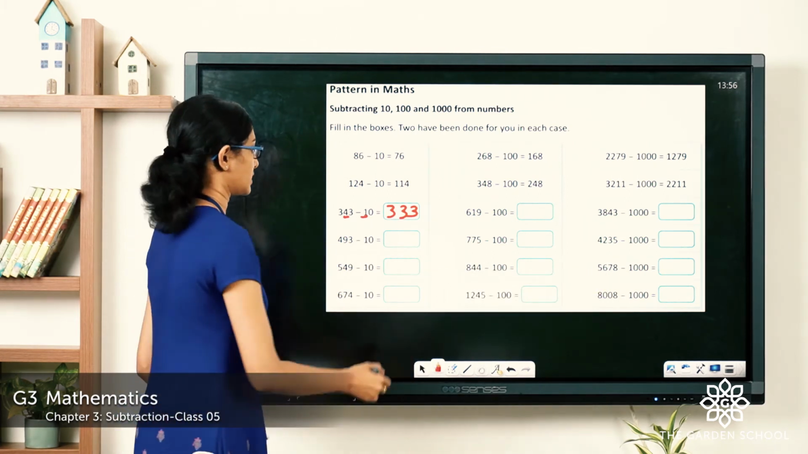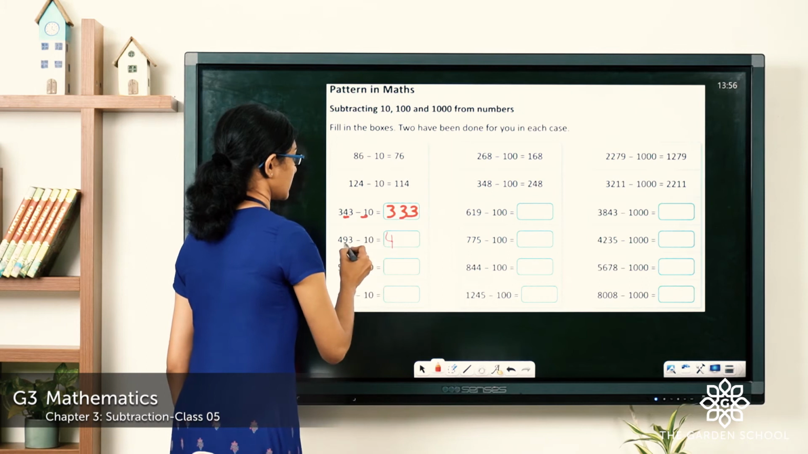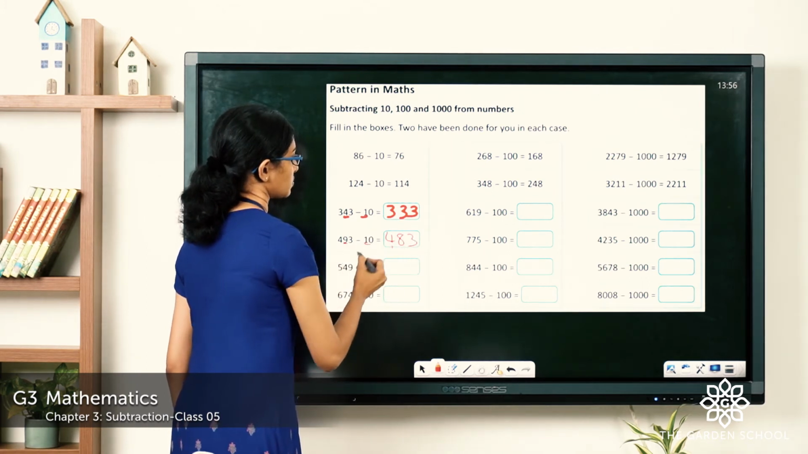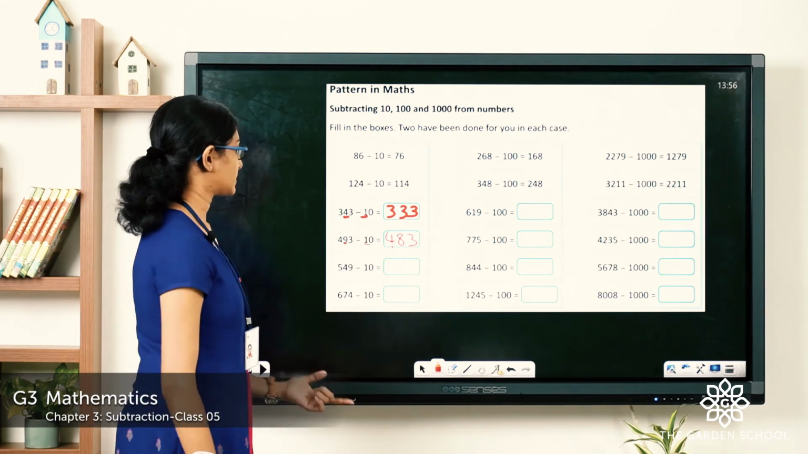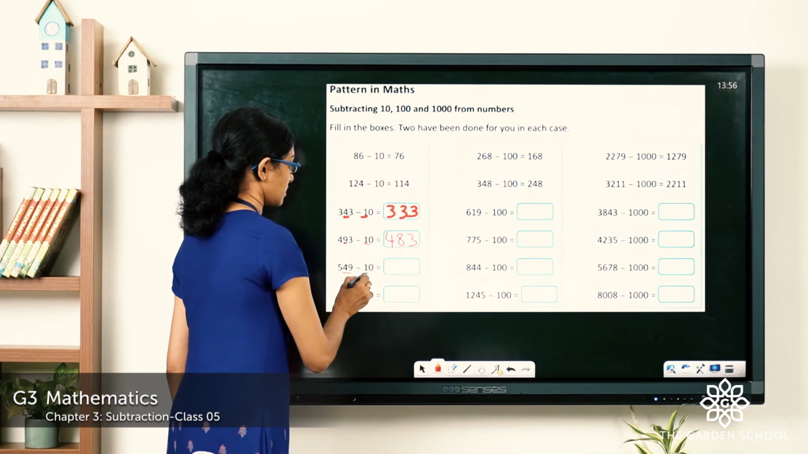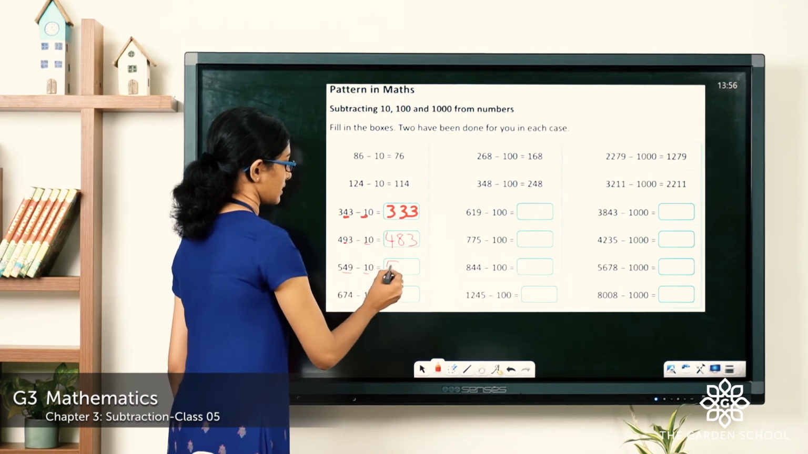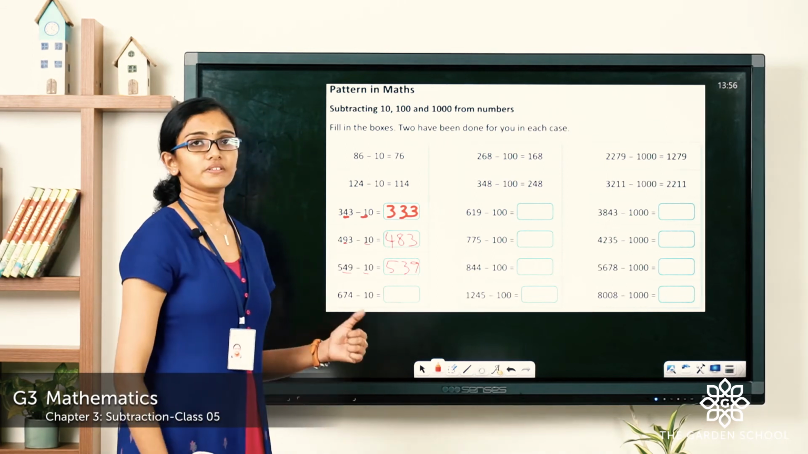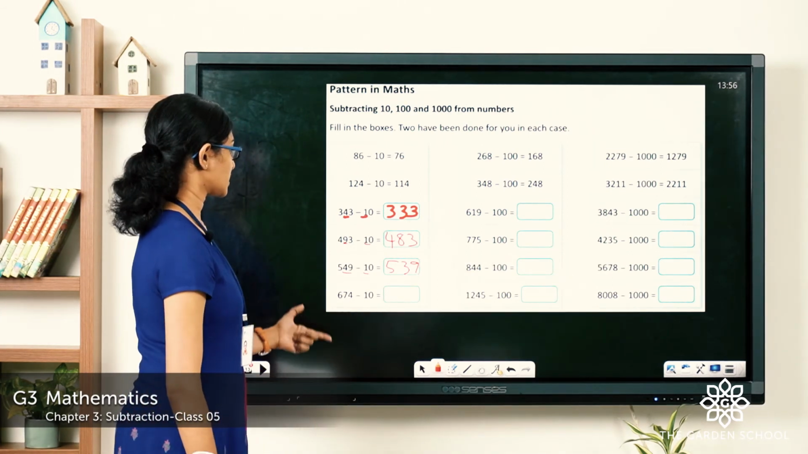493 minus 10. We write the 4. Then this 9 minus 1, it is 8. Then writing that 3, so it will be 483. 549 minus 10. Here it's 5 here. 4 minus 1, it is 3. Then writing that 9 here, it will be 539.